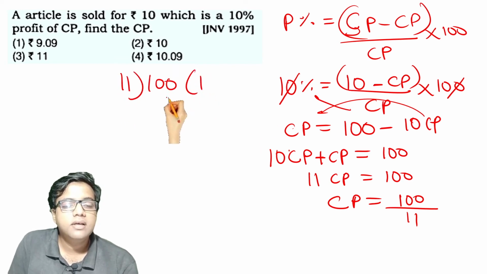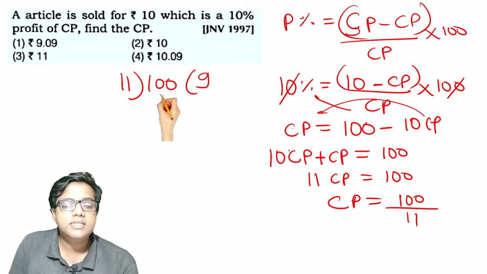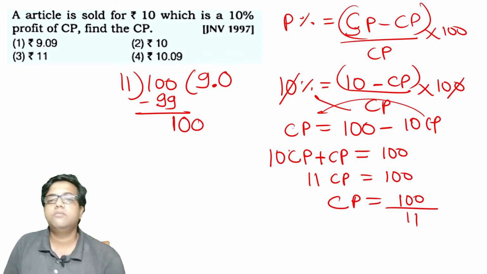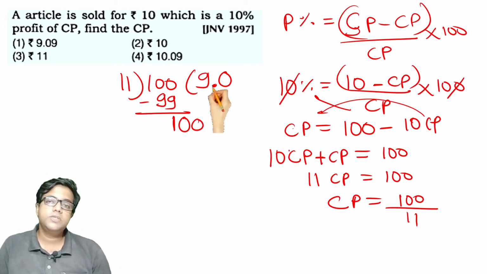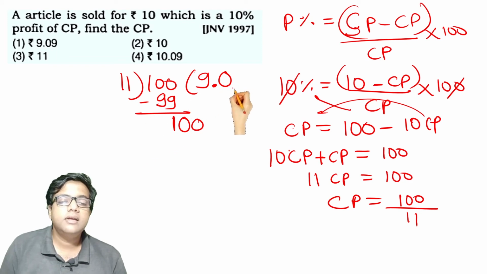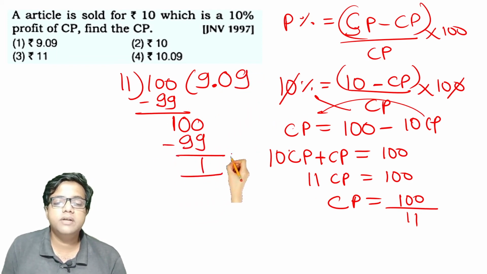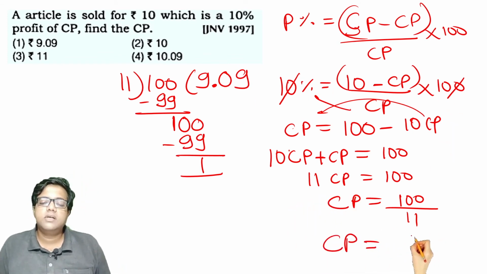100 by 11, 11 ones are 11, can't be taken. 11 nines is 99. So you will get 1 again. You will keep a 0. You will keep a point. If you are taking 2 zeros at the same time, you will have to keep one more 0 in the quotient. And so again 11 nines is 99. So again you will be left with another remainder one, and this goes on. So we can round it up as 9.09 rupees.